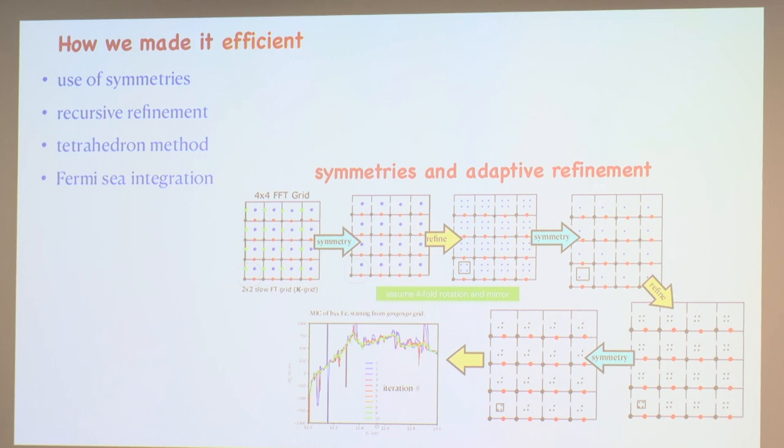Another procedure that we have is adaptive refinement. So we start from grids, and we exclude symmetry equivalent points. Then we search for points which give the most contribution. Then we split them. Then we again exclude symmetry equivalent points, and so on. And with this, you can start from a not so dense grid, say from 50 by 50 by 50, but still after some iterations, you can arrive at a smooth curve.